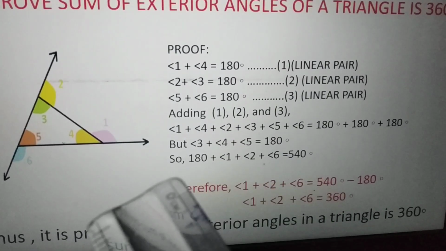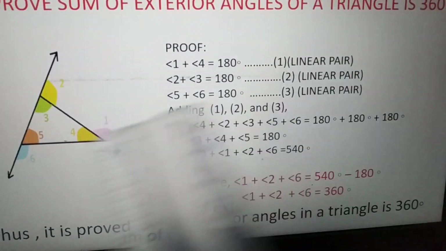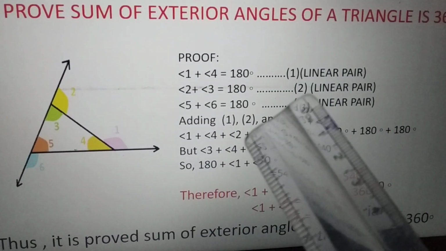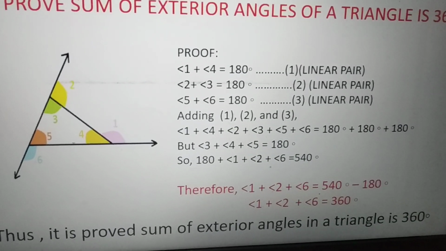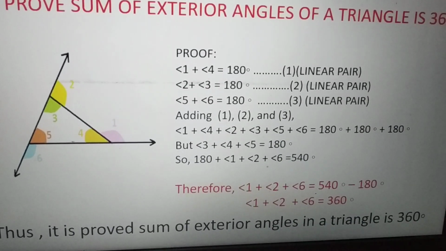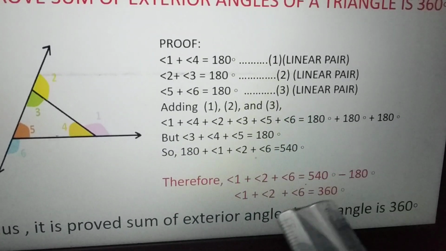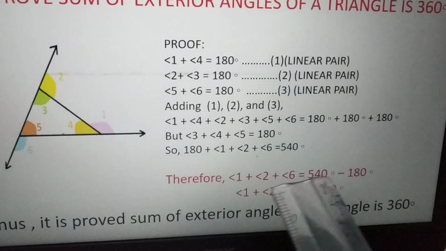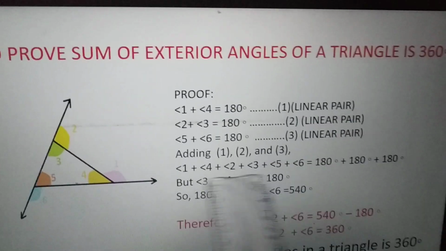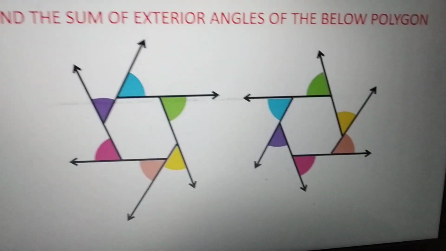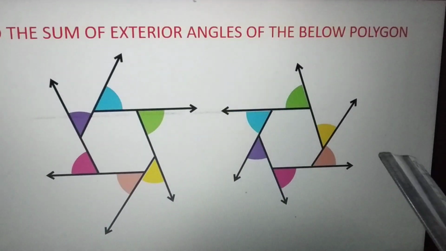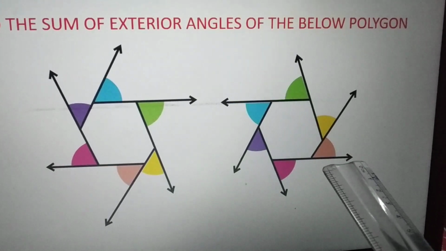So this we can generalize for other polygons. Suppose you are having a triangle, how many linear pairs did you have? You had 3 linear pairs. Similarly for a quadrilateral you will be having 4 linear pairs. For a pentagon you will have 5 linear pairs. By adding all these angles you will conclude that the sum of exterior angles will come out to be 360 degrees. This is how we have proved it algebraically. Now using this method, can you find the sum of exterior angles of the below polygon?